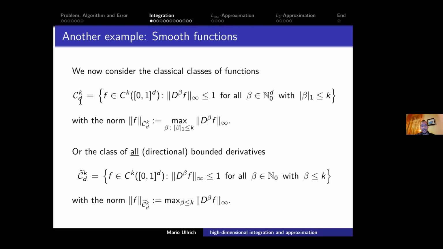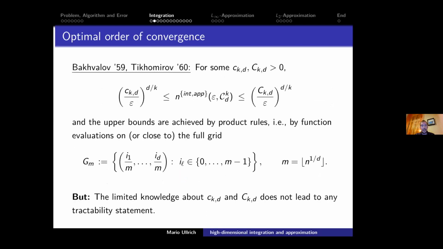I use C^k(d) for the class where all partial derivatives up to order k are bounded by 1, and I use C tilde k as the class where I'm bounding all directional derivatives up to a certain order. Again, there are many old results on this, and I think the final solution was given by Bakhvalov in '59 for the integration problem, and Tikhomirov in the 60s for the approximation problem.